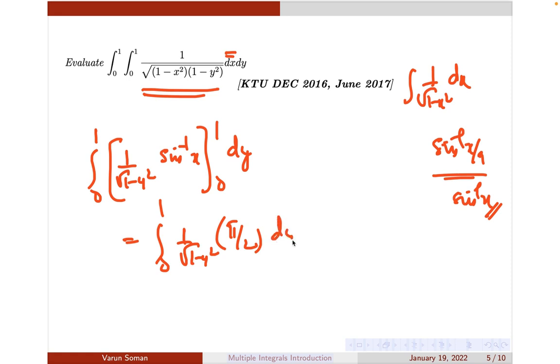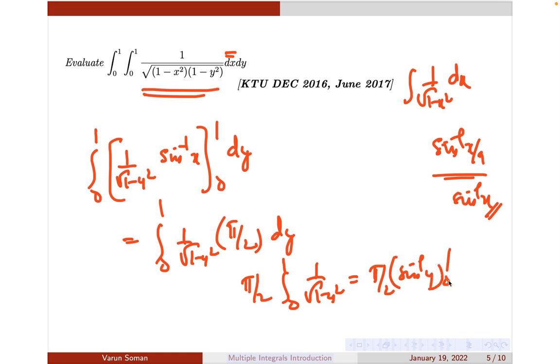Okay, so dy. Similarly, pi by 2 is a constant, so I can take it outside. It will be simply integral 0 to 1 of 1 by root of 1 minus y square, that is also pi by 2 into sine inverse y in the limit 0 to 1. So we will be getting this as again pi square by 4.